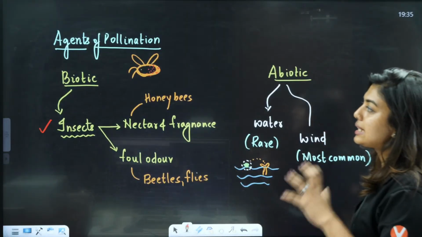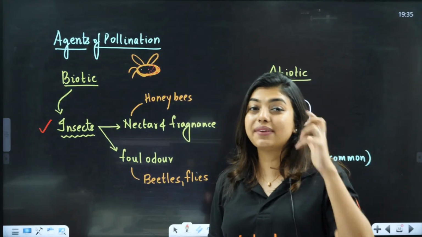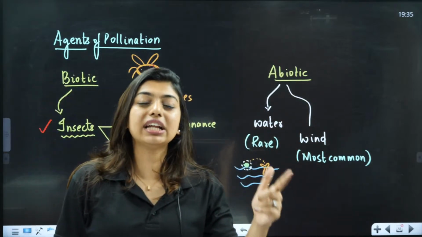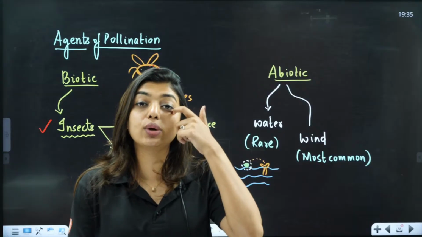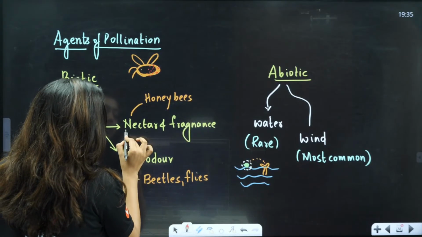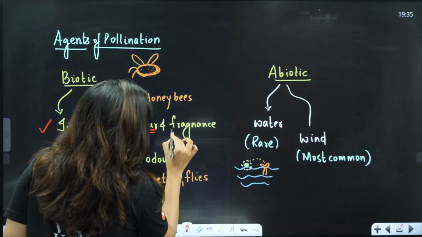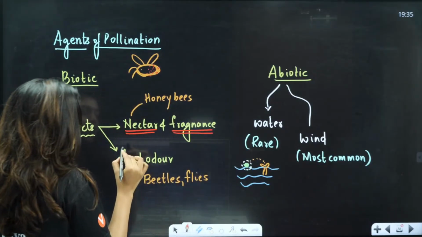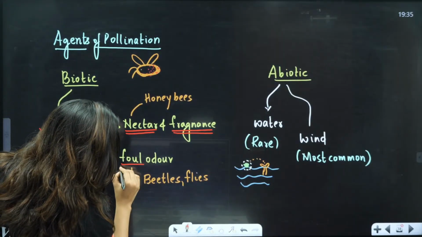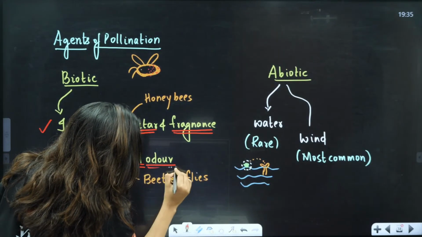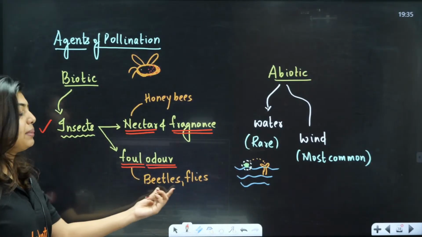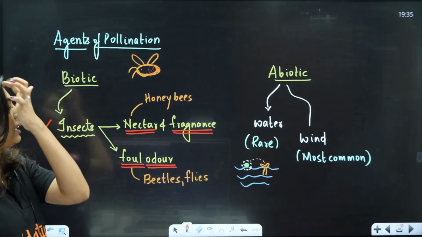Look here, students, insects are very smart. They know that I am going to the flower and I am helping the flower do pollination. So insects get attracted because of the nectar and the fragrance of the flower. Now, this is your honeybee. At the same time there are those who get attracted to foul odor, like a bad smell. Beetles and flies will get attracted to that.